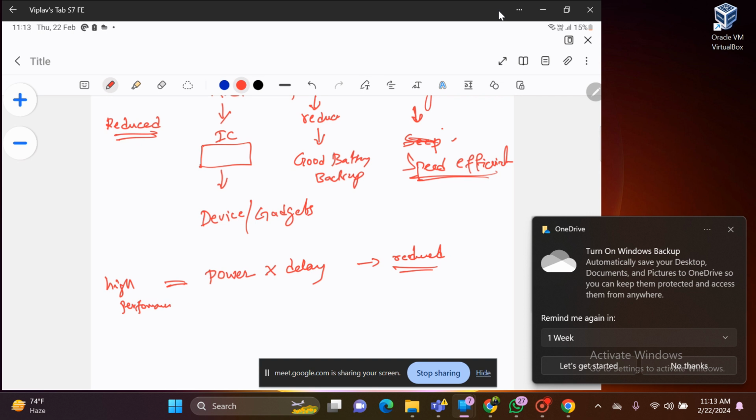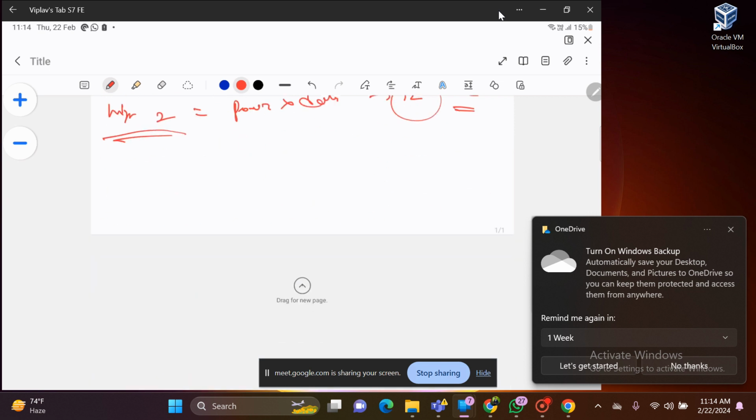Suppose this is one high performance value and the previous one is another. We do the same thing, power into delay. Here there is something like 15, and here there is 12. Which one is reduced? 12 is reduced. So we can say whatever I have designed has higher performance.